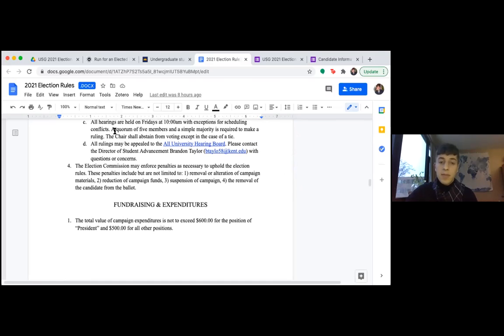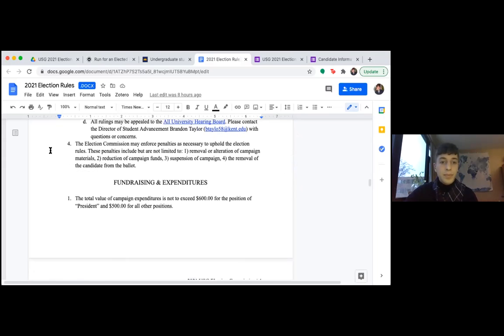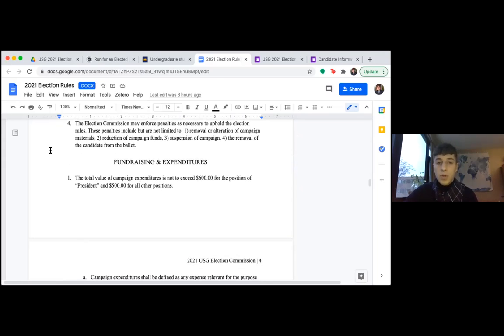This is some information about how the hearings go. You can appeal those hearings to the All University Hearing Board. We may also refer the hearing to the All University Hearing Board if there's some kind of ethical concern with a commissioner being involved. And we reserve the right to enforce these penalties as necessary to uphold the election rules.